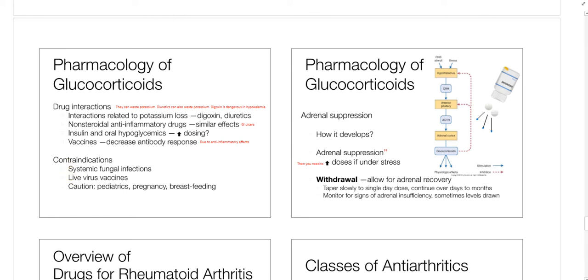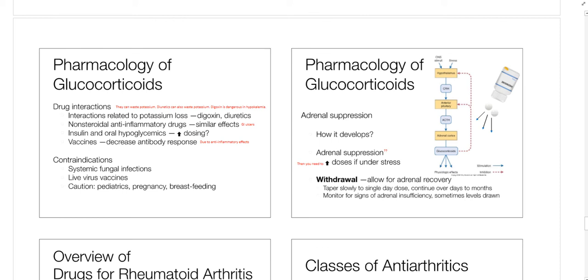Systemic fungal infections, because we're affecting the immune system. And then we want to be careful giving it to pediatrics, people who are pregnant, and people who are breastfeeding. Let's see here. So adrenal suppression is a distinct possibility. And this slide's a little weird.